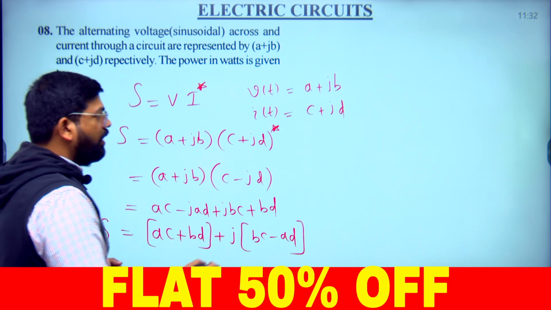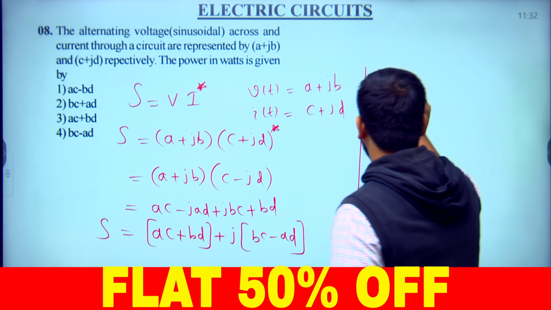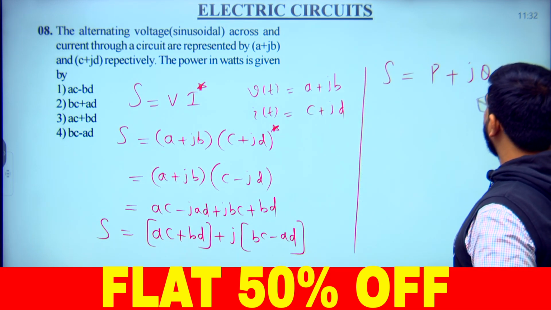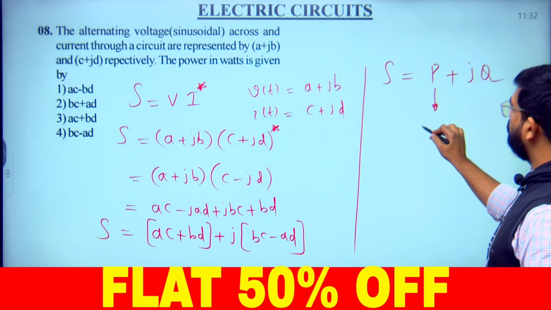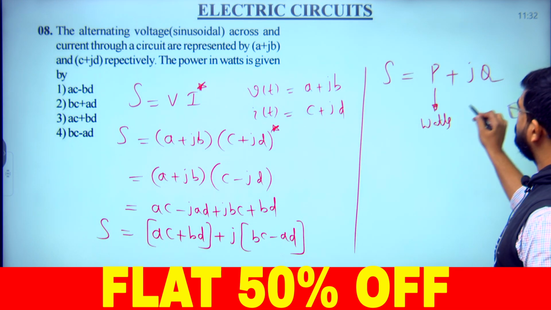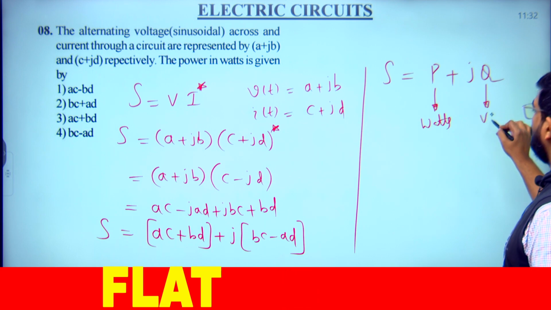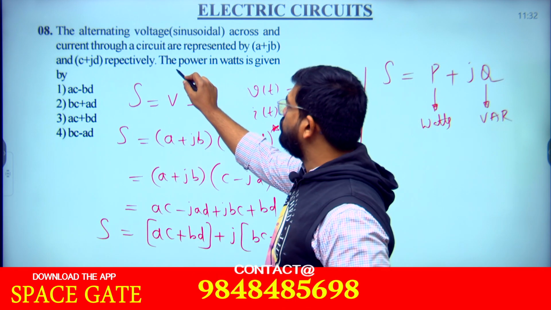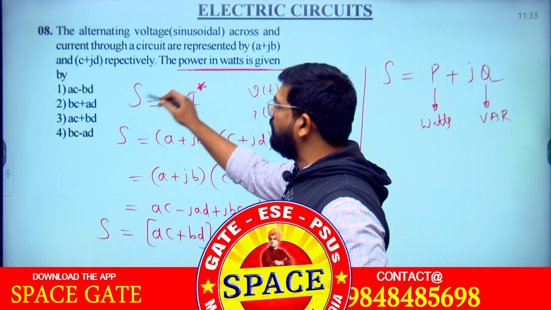Complex power. S is equal to P plus JQ. P is the active power. It is in watts. Q is the reactive power. Units are volt ampere reactive. Now, the question is: power in watts is given by which one?